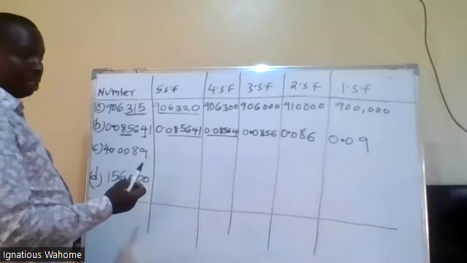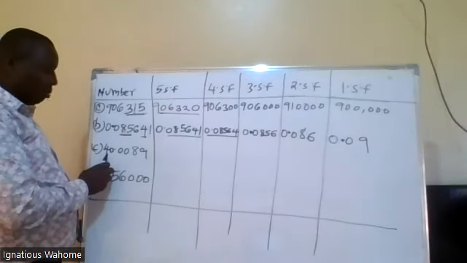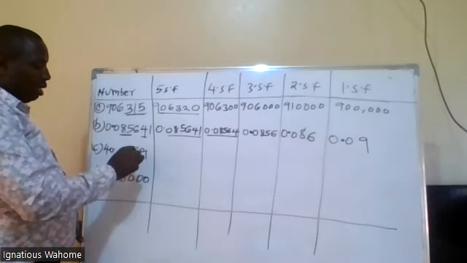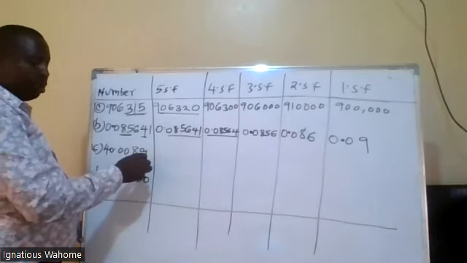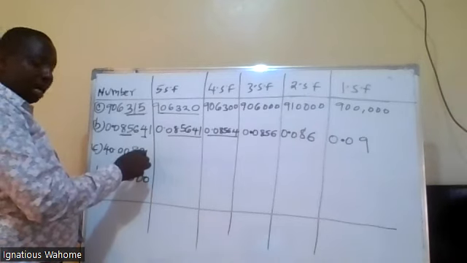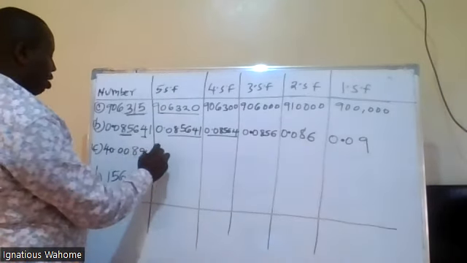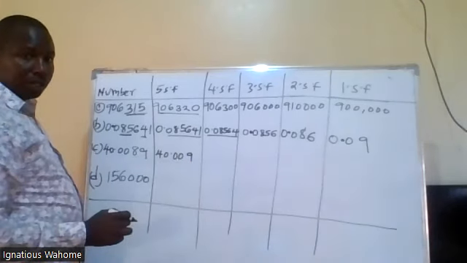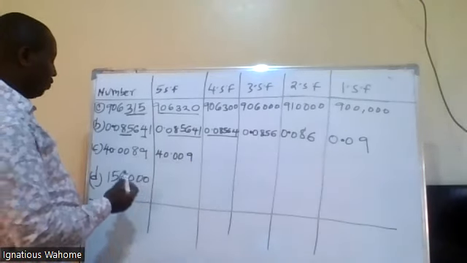Then you go to C, 40.0089. 5 significant. You start from 4. 4 is countable. So 1, 2, 3, 4, 5. Then the next one is greater. It is 9. So add 1 to this. You get 40.009.